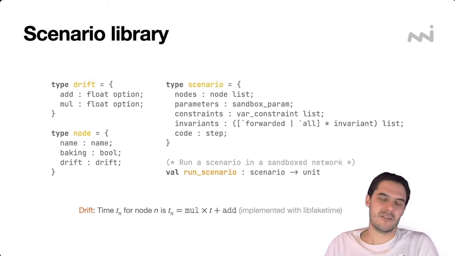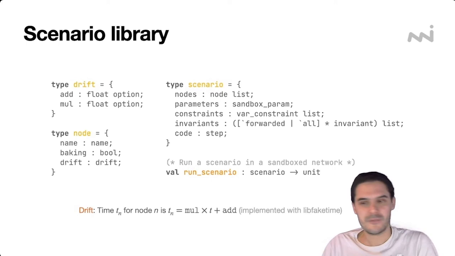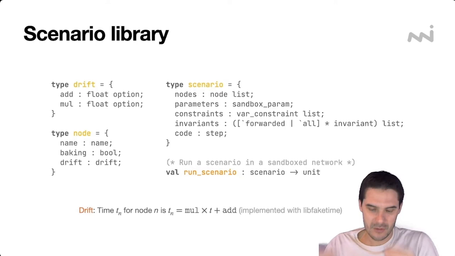So if I want a specific node or baker to be late, I will have an additive factor that's positive, and say if I want the clock of a baker to be faster than the other ones, I can put a multiplicative factor that's smaller than one.